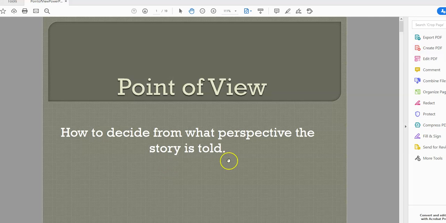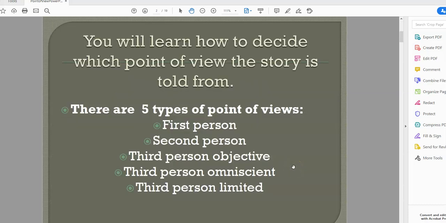Hancock's reading students, and today we're going to talk about different types of point of view. So we're going to start out how to decide from what perspective the story is told. Of course, perspective would be whose feelings you're hearing in that story. So you will learn about how to decide which point of view the story is told from.